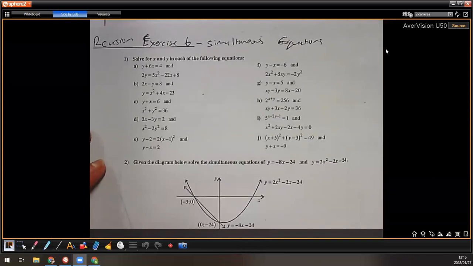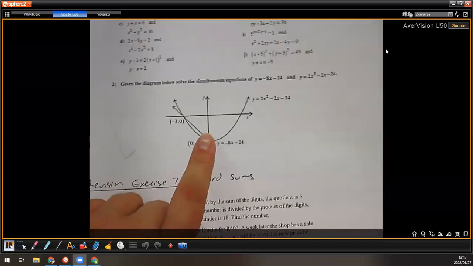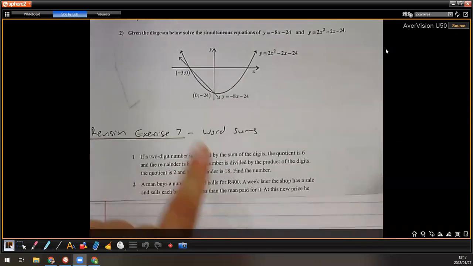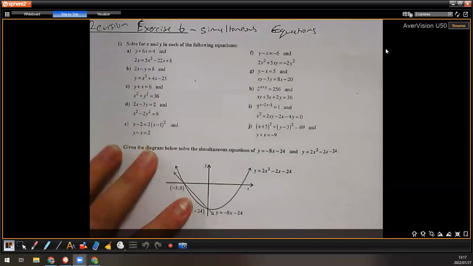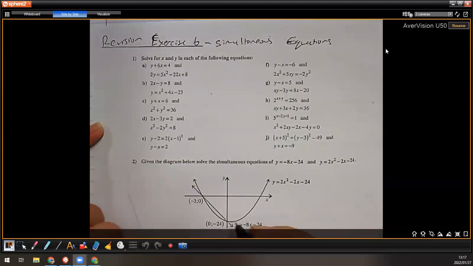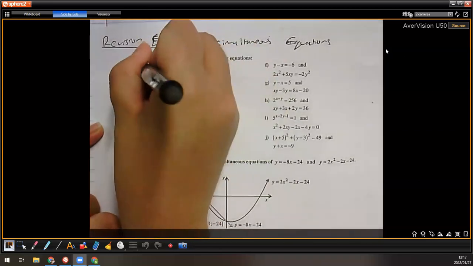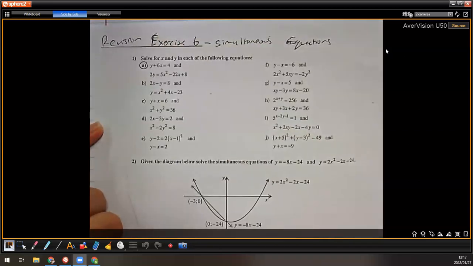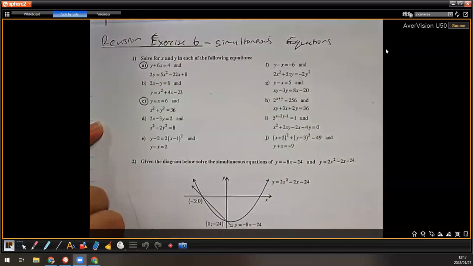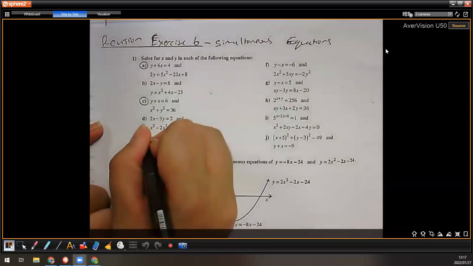Okay, then if you turn the page, guys, there are some simultaneous equations. You'll see there's also a graph there. We haven't done that yet. That's not drawing a graph or anything funny. You'll see later. Don't panic about this. Word sums we also haven't done yet, so don't worry about that. Simultaneous equations, I would like you to do the first one. So 1A, 1C, 1E.